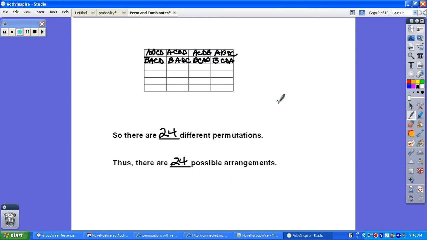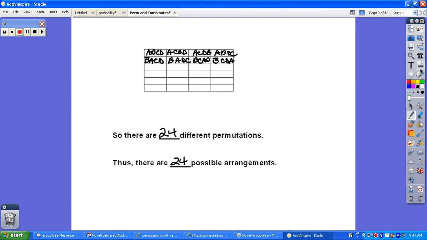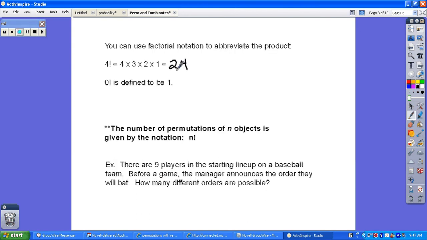All right. And now, the way that we write this is we are going to use a symbol called factorial. So I'm going to go to the next slide. And so you see that we have a factorial notation to abbreviate this product. For example, 4 factorial is 4 times 3 times 2 times 1, which gives you 12 times 2, so it's 24. Notice if you go back to the previous screen, there were 4 letters we were looking at. And so by doing 4 factorial, that's how we got that. You should also know that 0 factorial is always 1. So the number of permutations of n objects is given by n factorial.